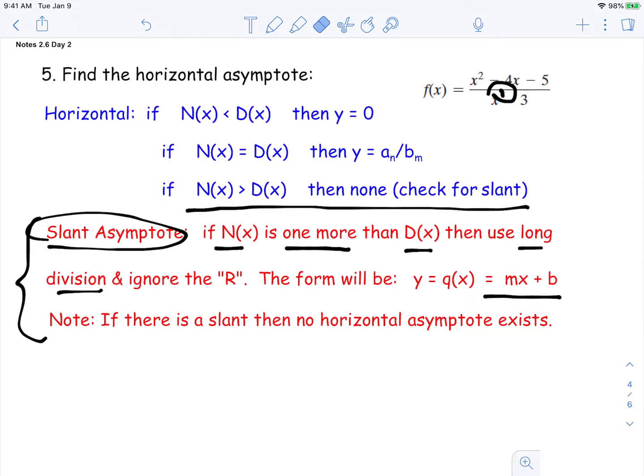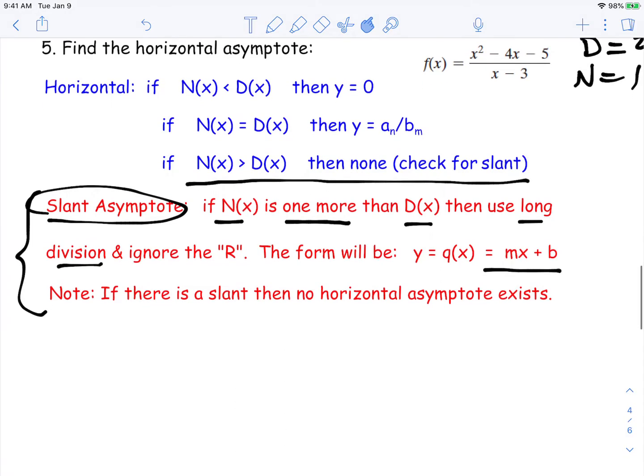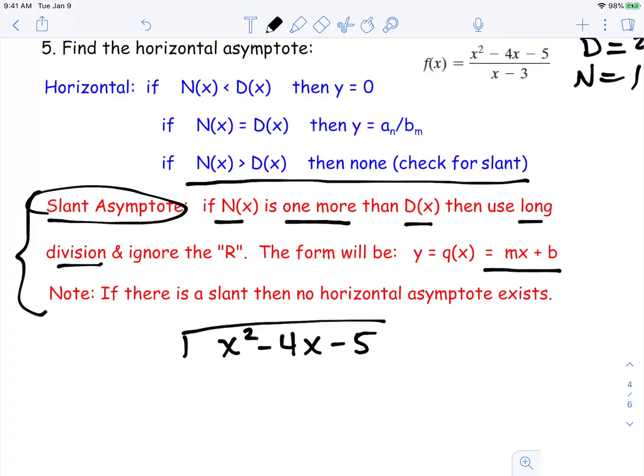So I'm just going to erase this here. The degree of the numerator was 2 and the denominator was 1, so it's 1 higher. So we're going to do long division. What goes underneath the division symbol is your numerator. What goes out in front is your denominator, and you're ready to do long division. So we're going to take x and divide it into x squared. So what's x squared divided by x?